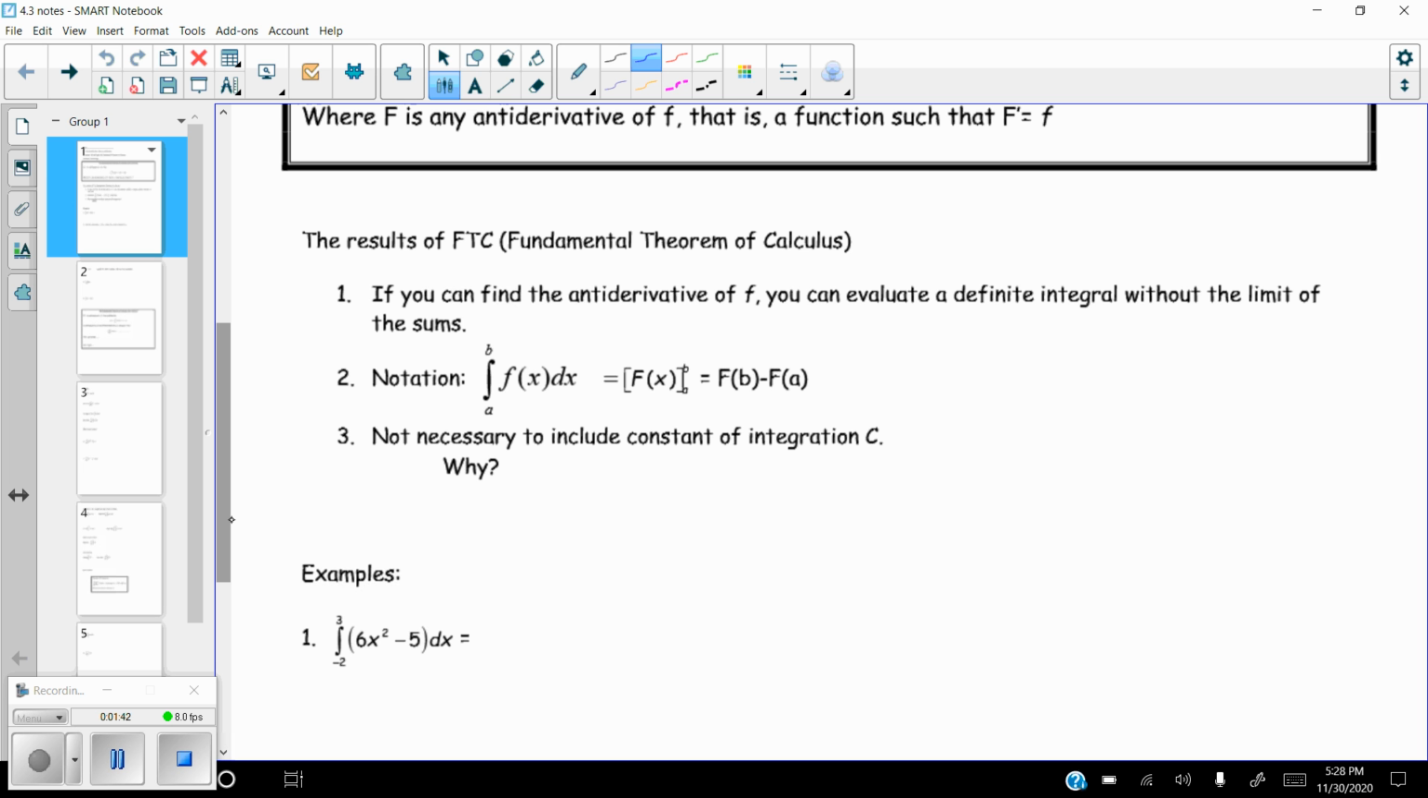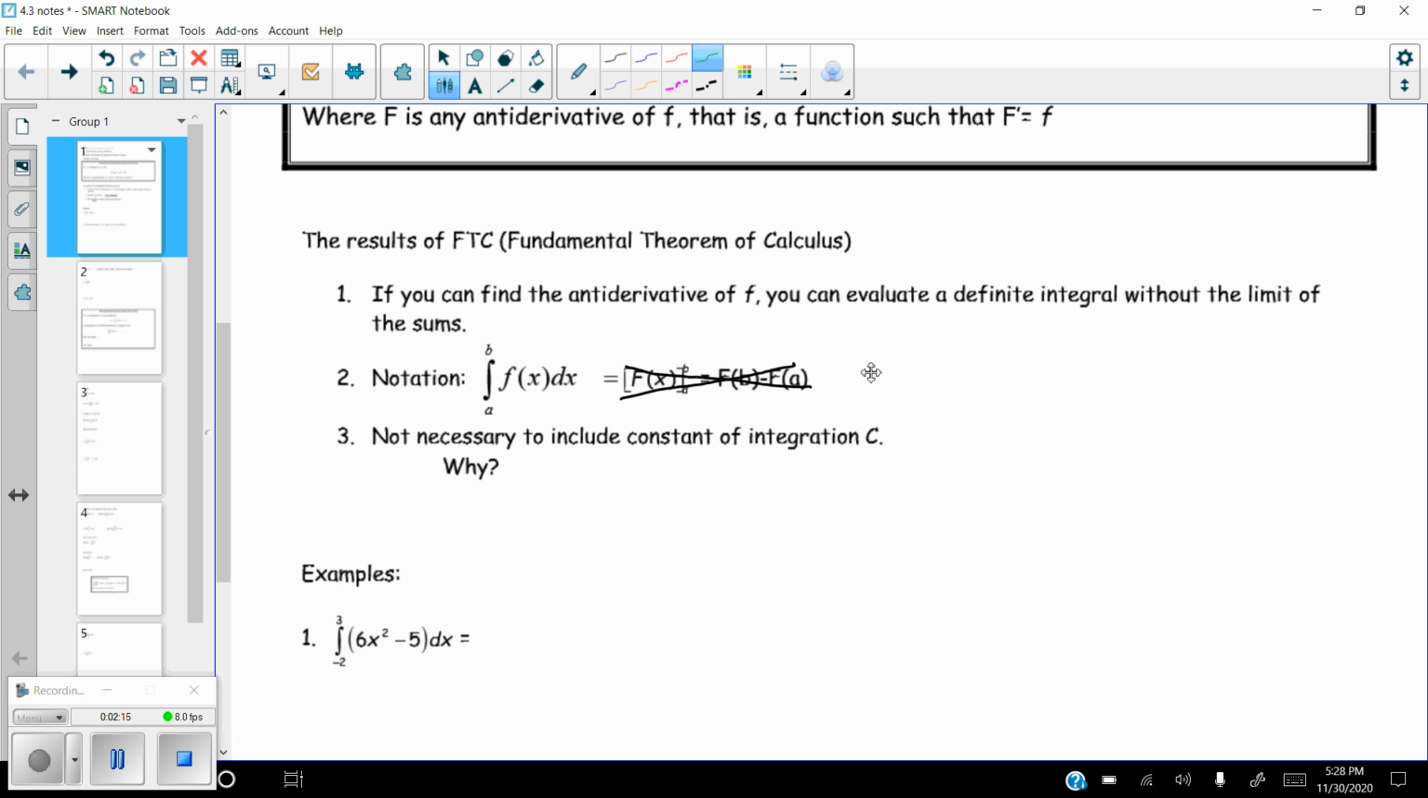All right, so the results of the fundamental theorem of calculus: if you can find the antiderivative of lowercase f, and that's the big if, you can evaluate the definite integral without that limit of sums, without doing the whole delta x and x sub i and f of x sub i. You can do it without doing all that. And I'm actually going to cross this out. I do not like this notation right there. We're going to use the one that you actually saw in the box above.